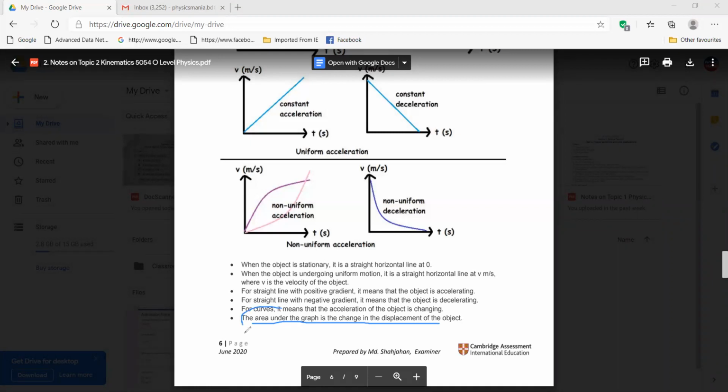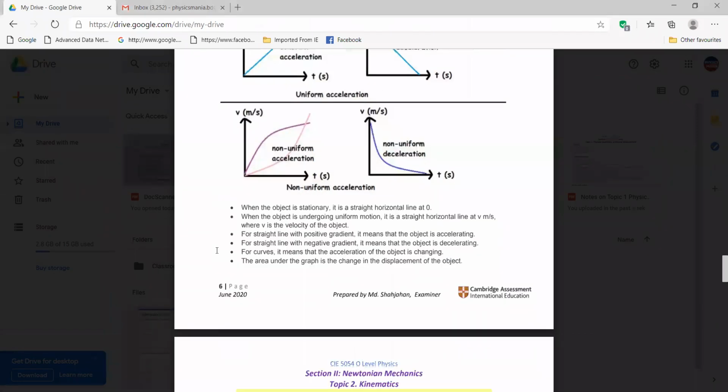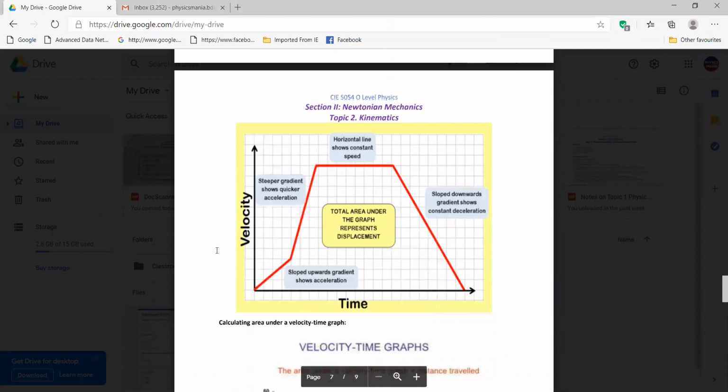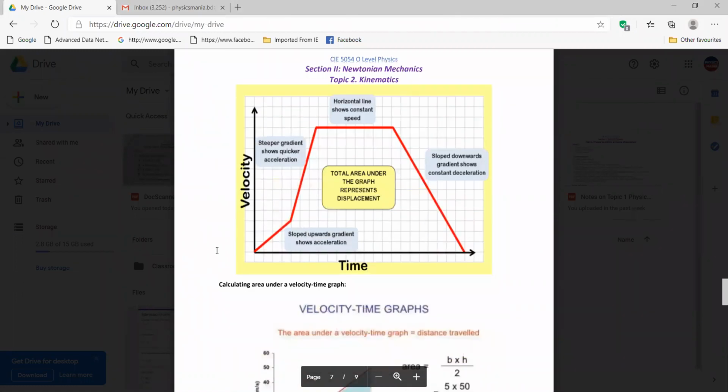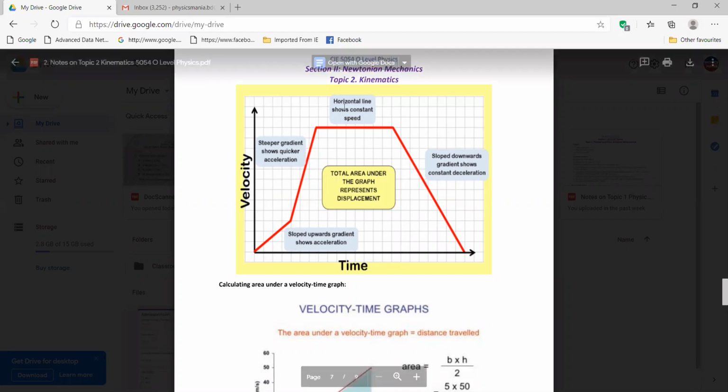So area under the graph, right? We are now going to discuss that one. Next page, we will discuss that. Go to the next page, you see. Here in this graph, we are trying to give you more ideas, right? Already you got these ideas. You got all these points, the shaded things you already got.